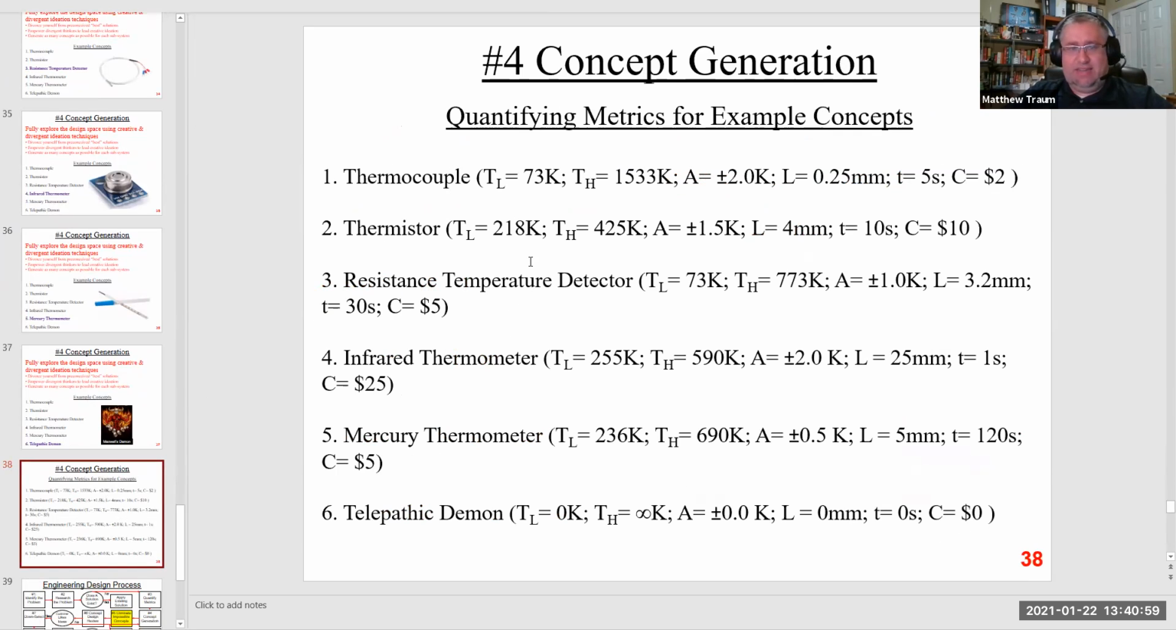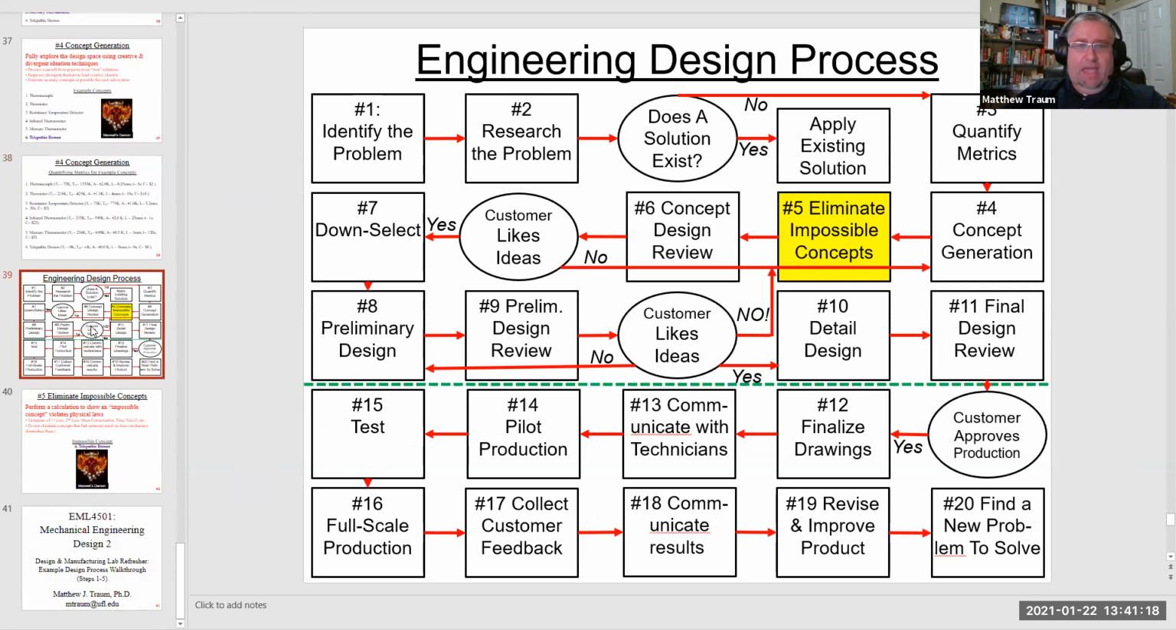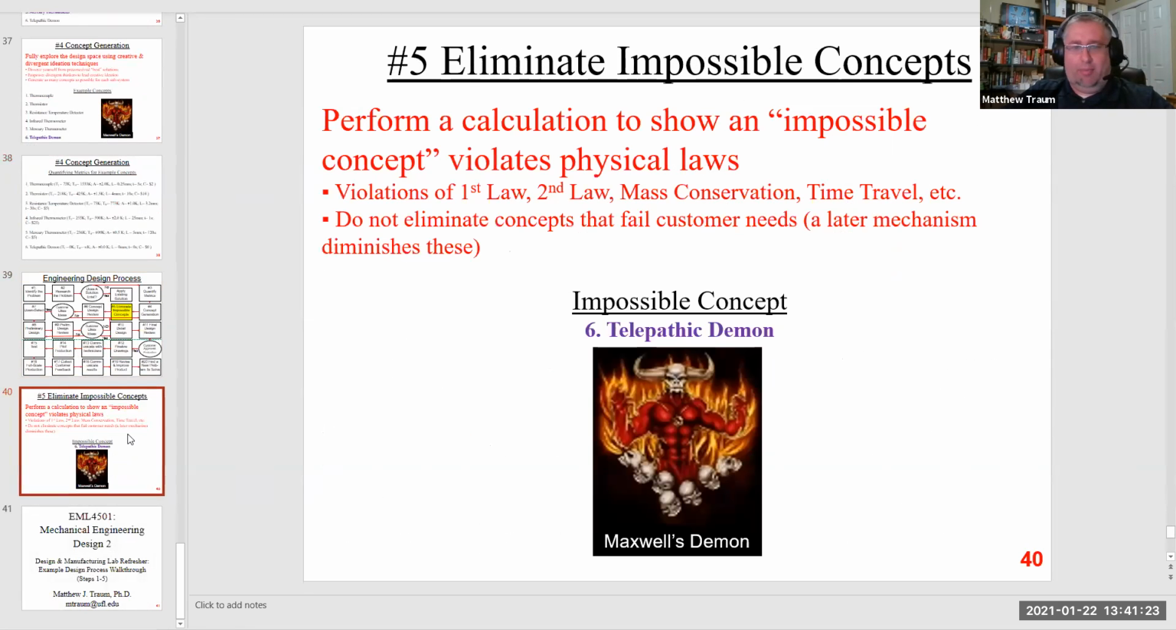So you can see here a list of the lower temperature, upper temperature, accuracy, size, response time, and cost for each one of those concepts. And I had to look up those values. I had to do some engineering calculations to quantify them. But ultimately, I was able to come up with a number for every single one of those concepts. And then we eliminated impossible concepts, which, as you probably guessed, was the telepathic demon.